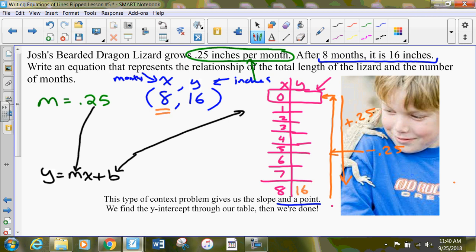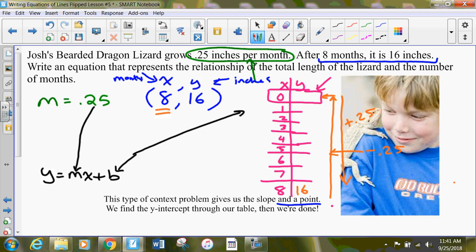So that means at 8 months, the dragon lizard is already 16 inches long. I know, right? They can get that big. I have one at home. So let's go backwards to see what was the length of the lizard when he was born, or when she was born. I don't know if this is a boy or a girl. So let's start working backwards by subtracting 0.25.